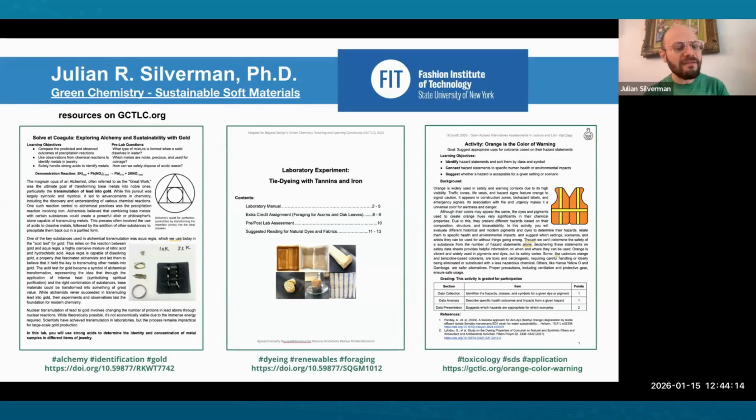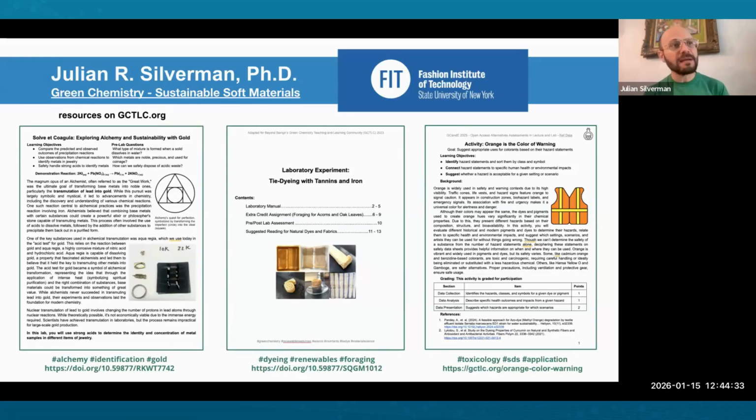So you can see here I have activities really for the undergraduate labs, focused on a little bit of alchemy and the history of chemistry. The middle one is my absolute favorite activity we do every year, where students forage oak leaves from around Central Park, and then we dye fabrics with them. So getting really hands-on and in the lab.